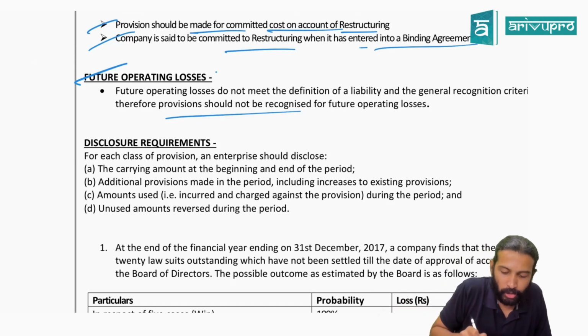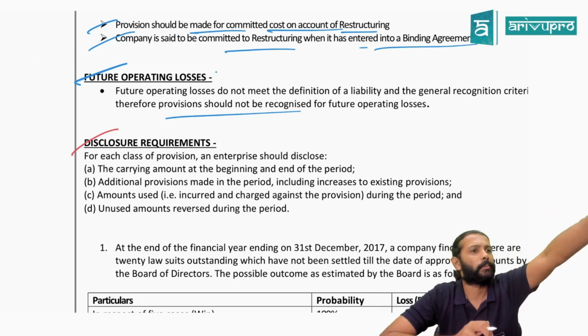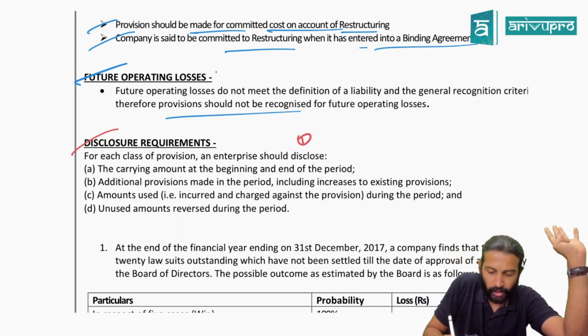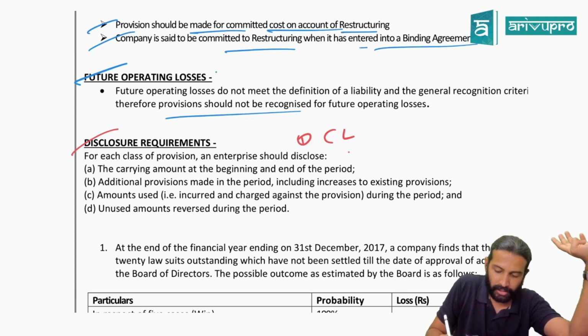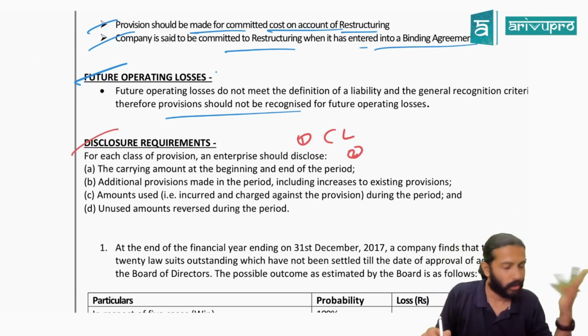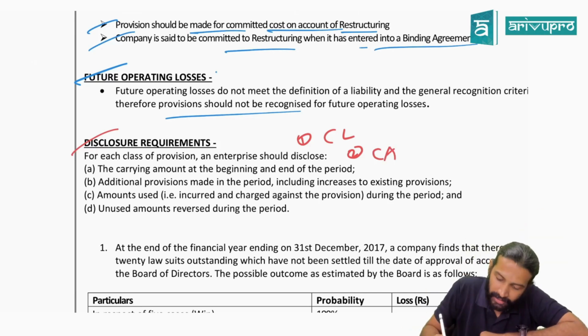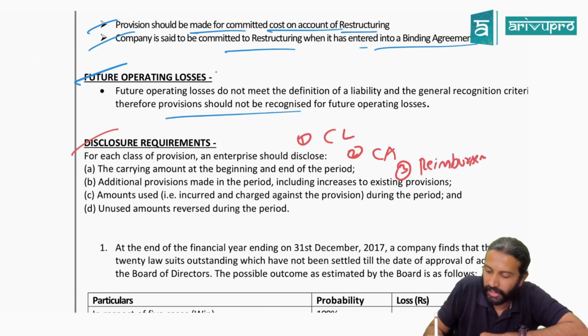The last one is disclosure, sir. Can you tell me two disclosures we already learned? One is contingent liability. Contingent liability, do we pass a journal entry or recognize it, or just disclose it? How about contingent asset? Again, only disclose. If you're getting any reimbursement, that also needs to be disclosed. If there's any restructuring cost, that also needs to be disclosed.